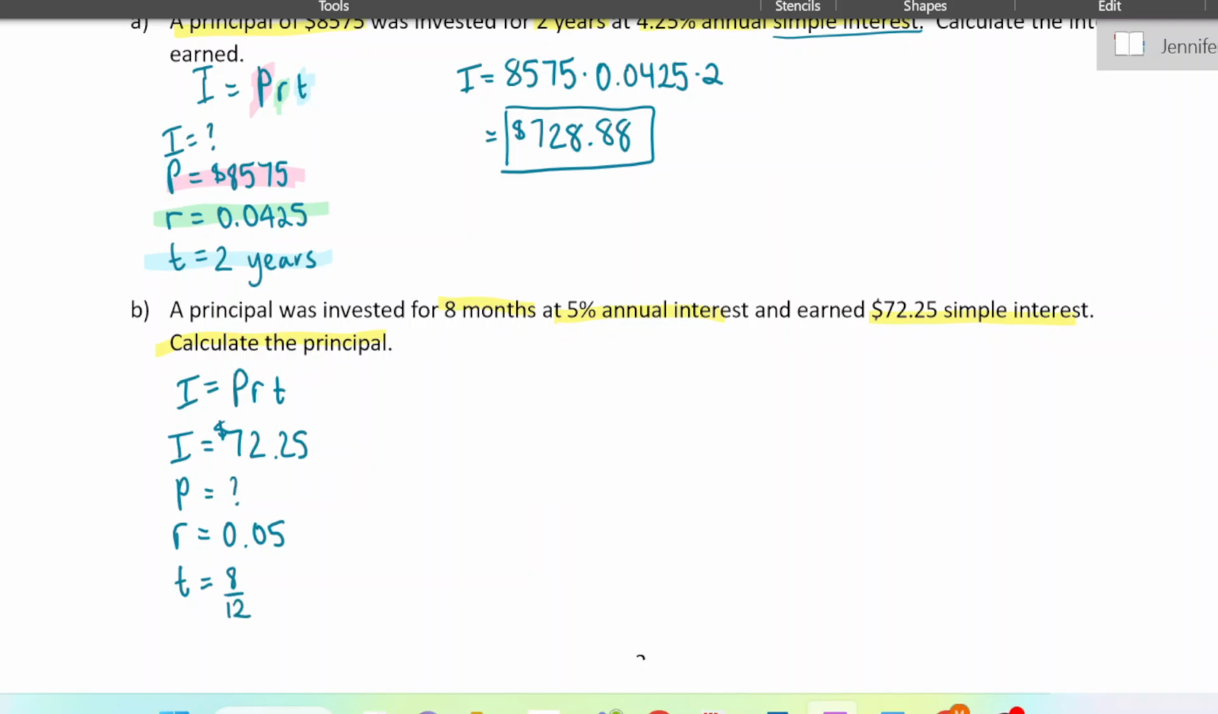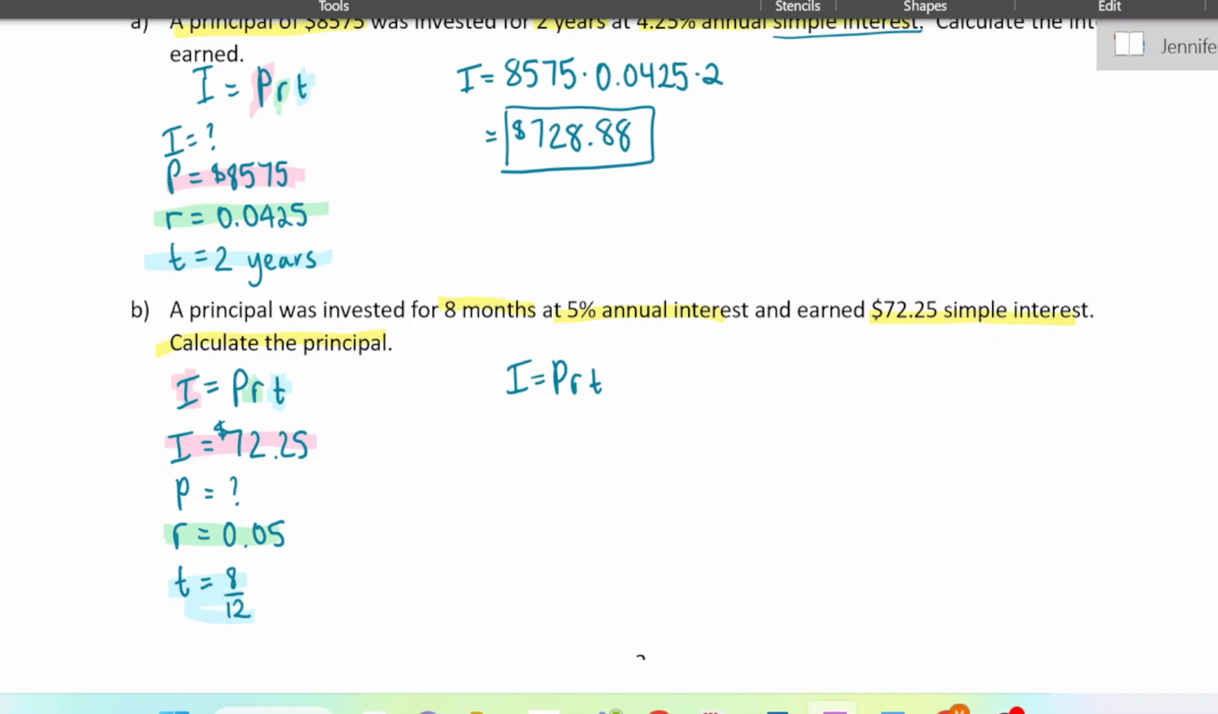You can reduce that if you want, or write it as a decimal if you want, but I'm just going to leave it as 8/12. Okay, so let's write what we know. So we have I equals PRT. So essentially we're just going to put those numbers into the spots in the equation that match. And then we're going to use algebra this time to solve for P. So let's go ahead and do that.